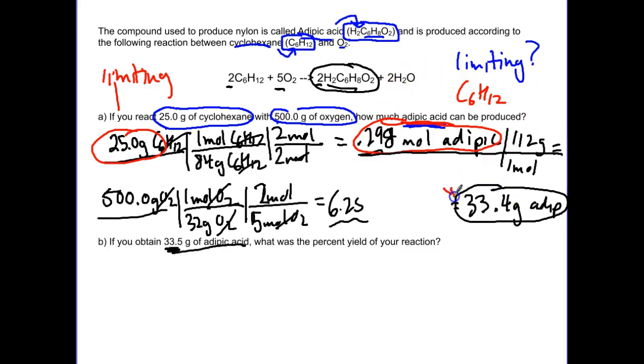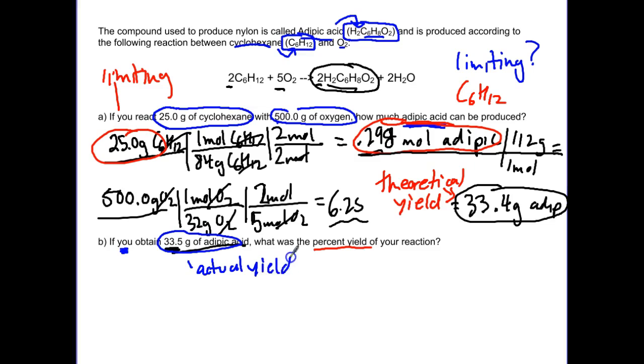Okay, so quick check. What is that called, the maximum amount? It is your theoretical yield. This is how much you could produce if everything happened correctly. Now the next problem says if you obtain 33.5 grams, what was the percent yield? So there's some buzzwords here to watch out for. If you obtain, you're doing this lab, 33.5. So if you actually did it, this is what you got. This is your actual yield. So to calculate your percent yield, oops, it's a little messy.